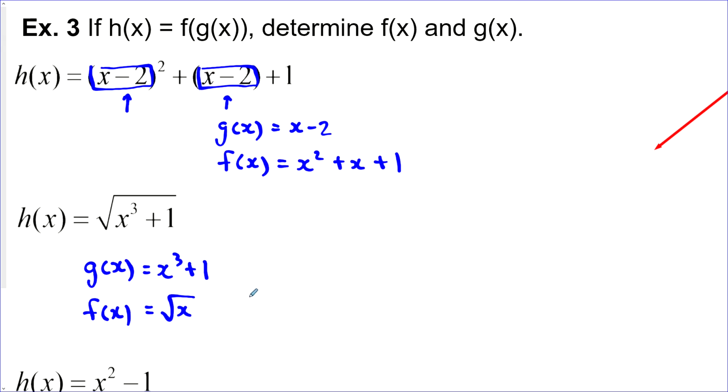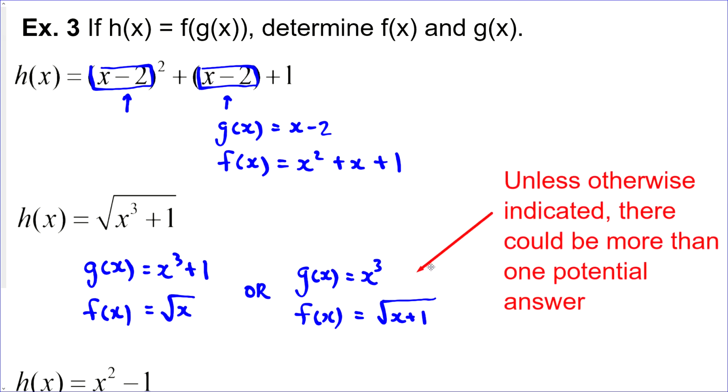Now this isn't the only answer. Some of you might have said, hey, but g of x could be just the x cubed part. And f of x, well, that could have been x plus 1, so that when this x is being replaced by x cubed, then we end up with this. So unless they give you some hint, or maybe it's multiple choice, there could be more than one potential answer for these questions.